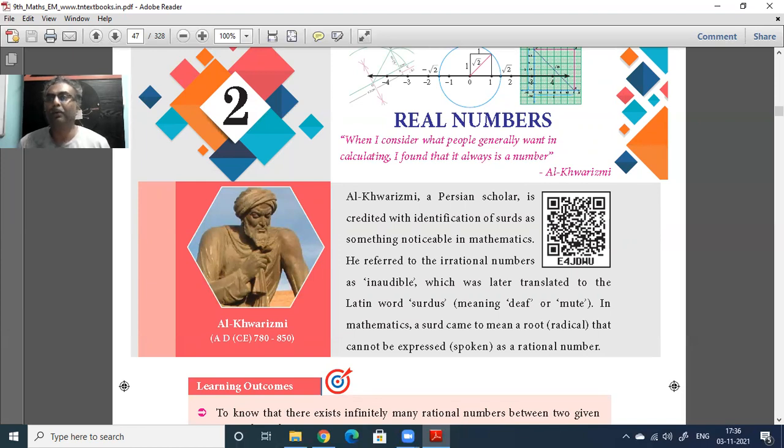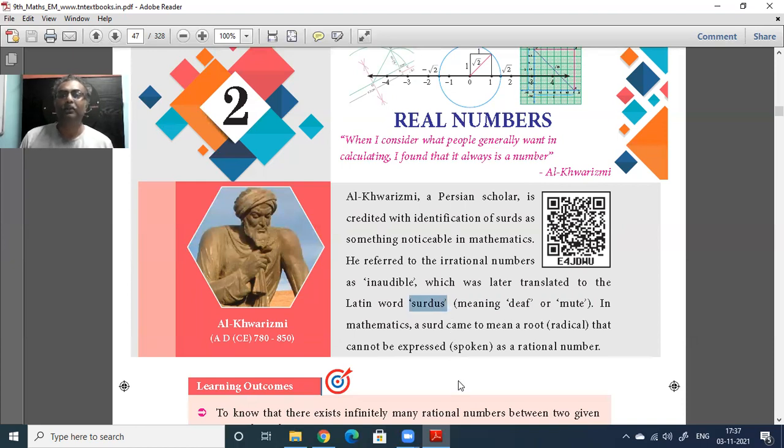You can say 1, 2, 3, 4, 5, 6. You are telling some numbers, integers. But set theory was dealing only with integers, natural numbers, whole numbers, so very easy. But when you deal with all the real numbers, between 1 and 2 there are so many numbers. And all of them are irrational numbers, which was later translated to the Latin word surdus, meaning deaf or mute. So these numbers mean deaf or mute. Therefore, they are called surds. Surds means inaudible numbers, numbers you cannot hear, but they are there.